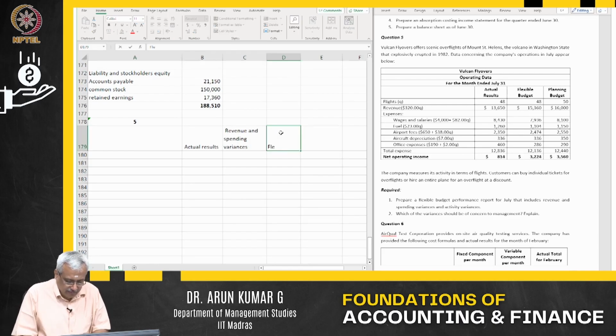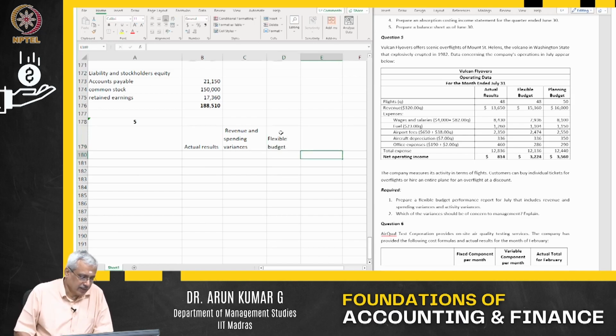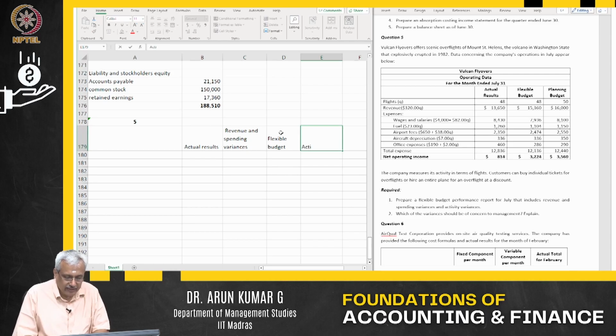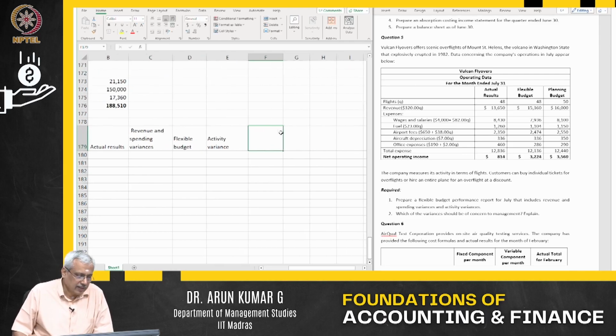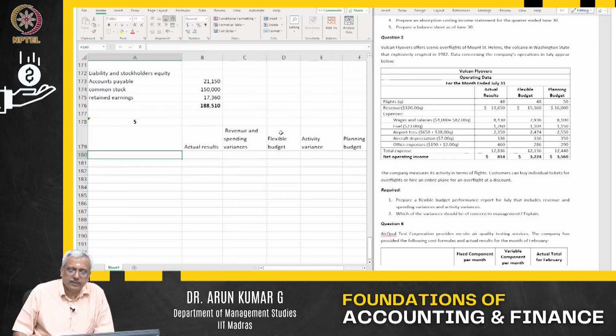Next, I have my flexible budget. Next, I have my activity variance. Next, I have my planning budget. Planned budget or planning budget, whatever you want to call it.